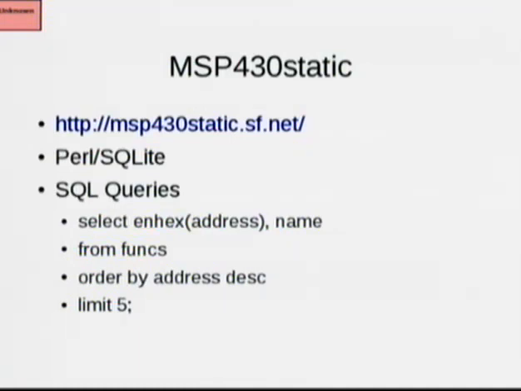So you can write a query. You can select the hexadecimal address of a function along with its name, ordering it by the addresses in descending order, and you can limit that to 5 results. This will give you the 5 functions that are in the highest regions of memory. And this is useful if you have an application that's mixed in with a bootloader, because the bootloader will be above a given address.